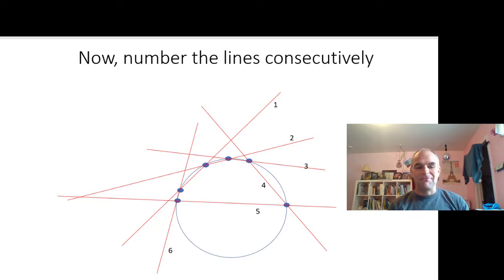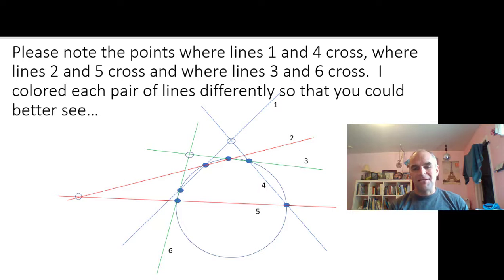So let's see if we can find them. And in order to make it easier, I'm going to color the lines so that lines 1 and 4 in this case are blue, 2 and 5 are red, and 3 and 6 are green. And notice now, much easier to see. I just happen to arbitrarily choose these colors so that you could see very clearly the points of intersection that I'm interested in.